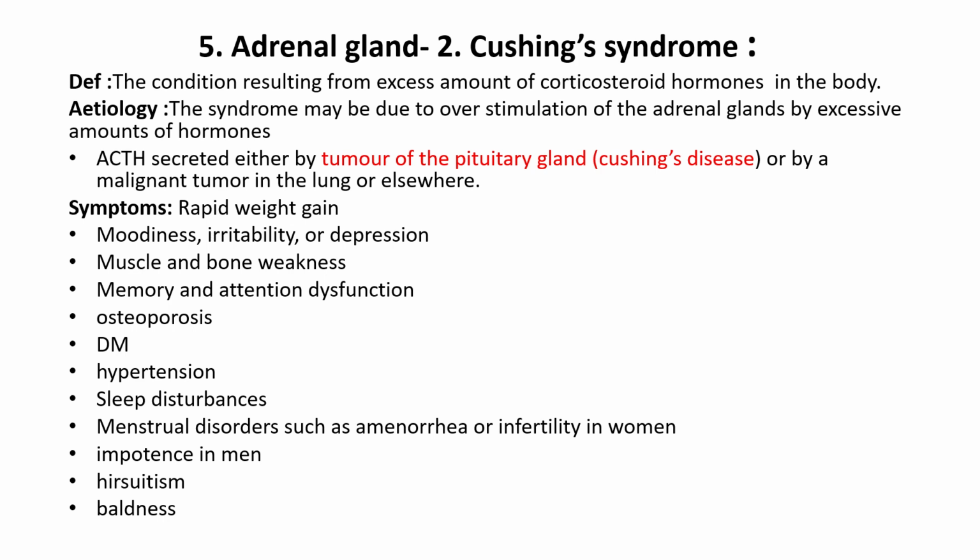The symptoms of Cushing's syndrome: rapid weight gain, moodiness, irritability, depression, muscle and bone weakness, memory and attention dysfunction, osteoporosis, diabetes mellitus, hypertension, sleep disturbances, menstrual disorders in females like amenorrhea or infertility. In men, it may be impotence, hirsutism, baldness. Hirsutism means abnormal or excessive hair growth at abnormal sites, and baldness means no growth of hair.